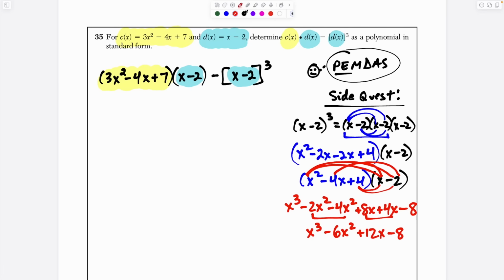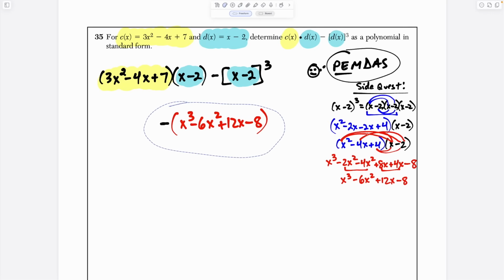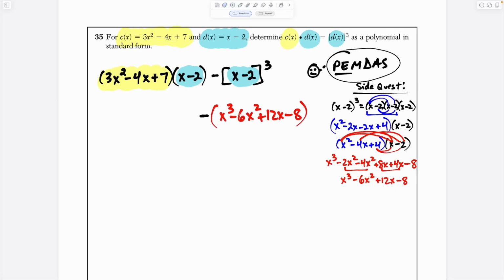So what we're going to have is after the minus sign, so over here, the minus x minus 2 to the third, I'm going to write over here, we're going to have minus, and then what we have here in red. Okay, so we're going to have minus, and then we have x to the third, minus 6x squared, plus 12x, and then minus 8. So I'll just shrink that side quest and make space because we're going to have a lot to write over here. So now for this part over here, we also have to distribute and multiply these two expressions together.